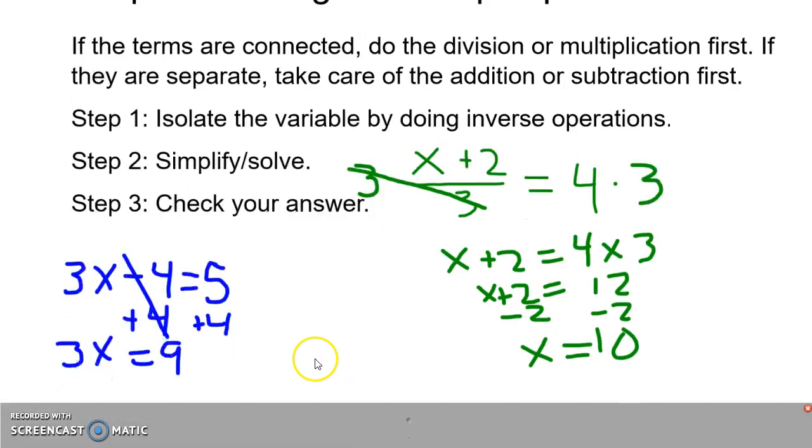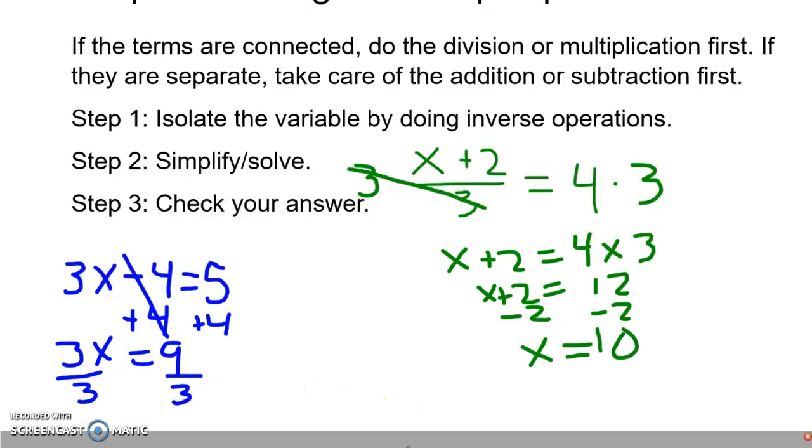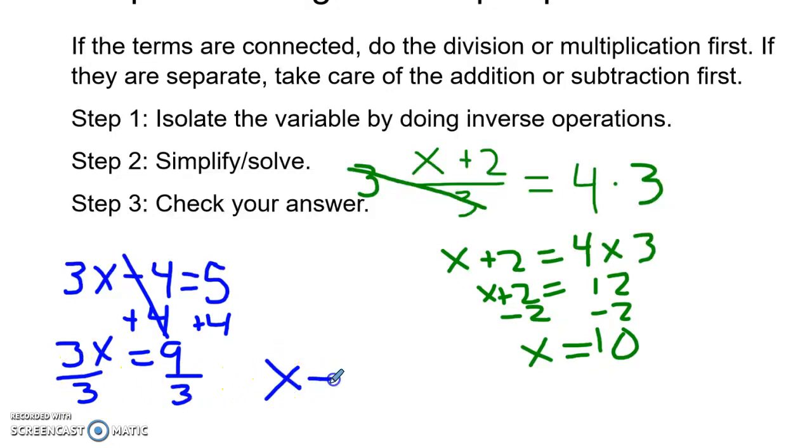The last step you're going to do is, of course, to take care of this 3. So we divide both sides by 3. And we end up with the answer being x equals 3. All right, that's it for this video.